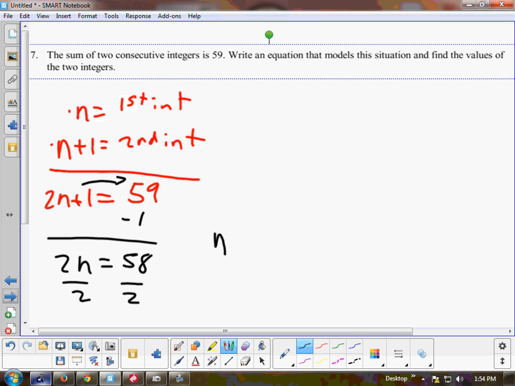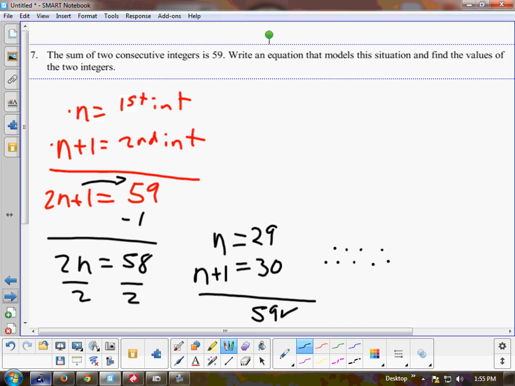And we get n equals 29. And then n plus 1 would equal 30. Now, does that check? It's 29 plus 30 equals 59. It checks. And then you have to write out your answer in a complete sentence in order to get full credit for 5 on this one. Moving on to the next question.